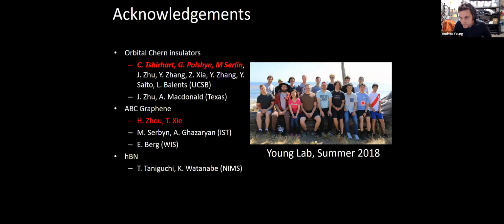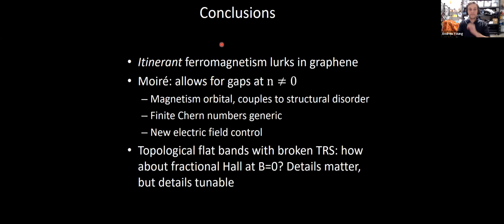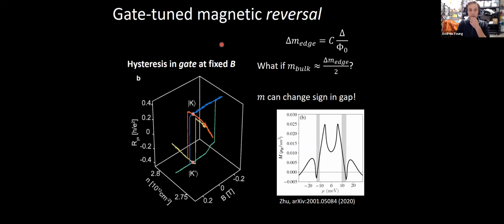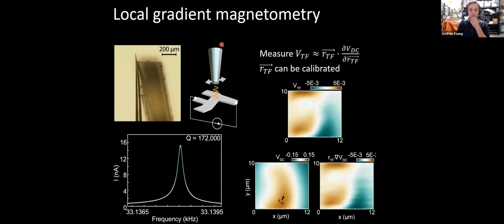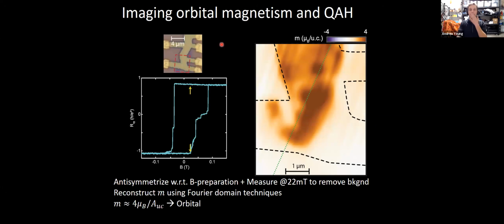Loved it. Could you please go back to the slide where you were showing data about locally measuring the orbital magnetism? Any one of those slides? Yeah, this one is great. So if I understand correctly, what I'm seeing in the color profile is a gradient of magnetic moment. This is now magnetic moment. I see. So you've integrated through the... Yes, we've done all of that.